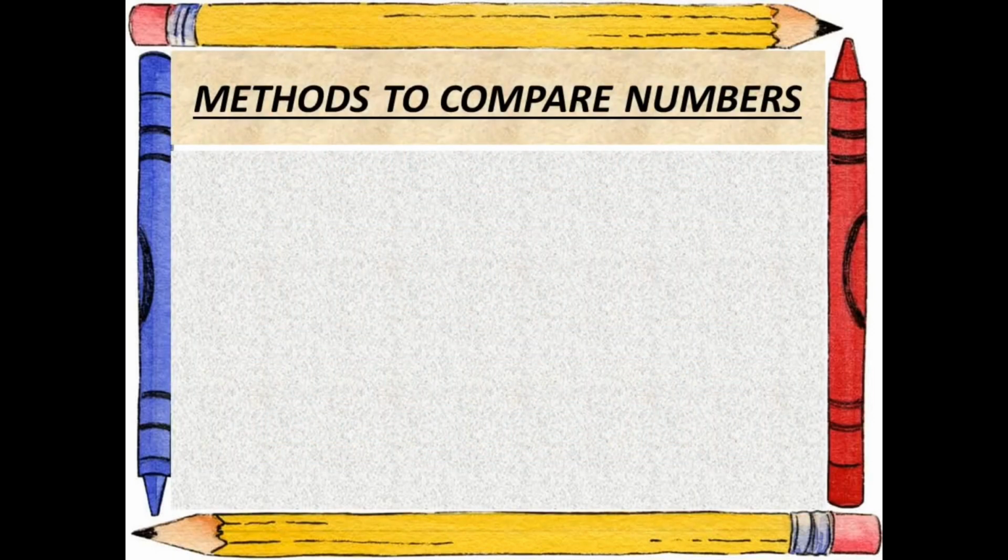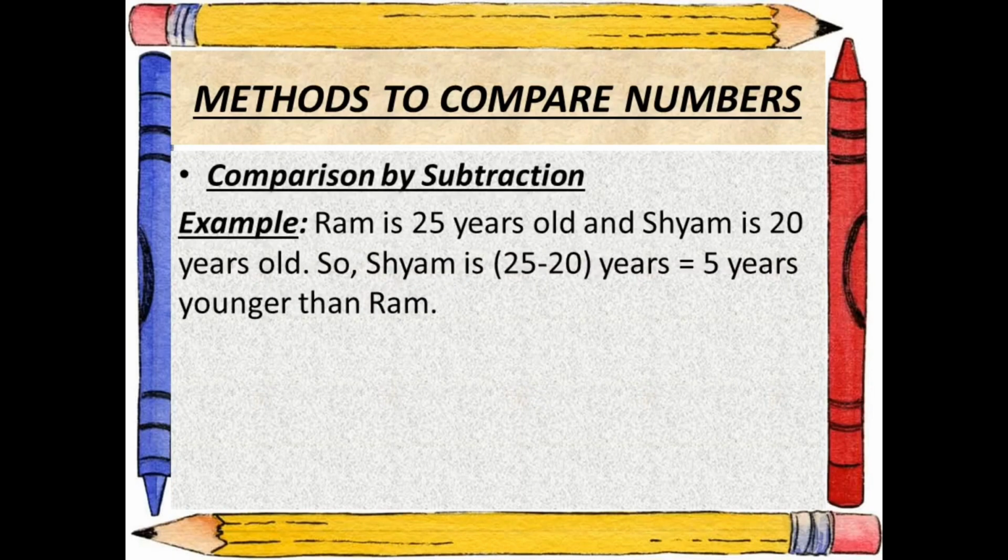Let us start with methods to compare numbers. In our daily life, we can compare any two quantities having the same unit, and two methods are used to compare any two numbers. The first method is comparison by subtraction. We can compare two quantities by taking their difference. For example, Ram is 25 years old and Sham is 20 years old. So Sham is 25 minus 20 years, that is equal to 5 years younger than Ram.